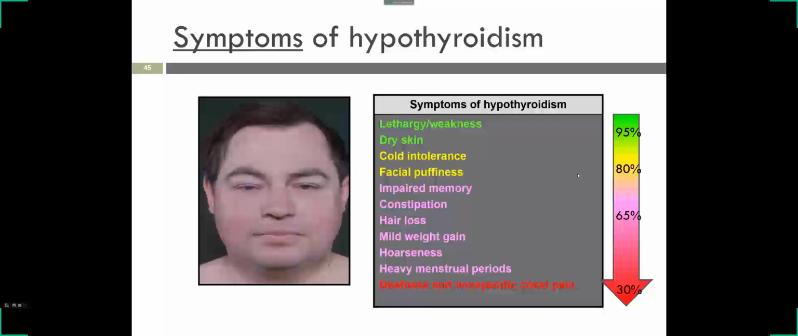What are some symptoms of hypothyroidism? Lethargy, tiredness, weakness, very dry skin, cold intolerance, though it doesn't always present as cold, facial puffiness, impaired memory, constipation, hair loss, mild weight gain, hoarseness, heavy menstrual periods for females, and deafness and nonspecific chest pain.